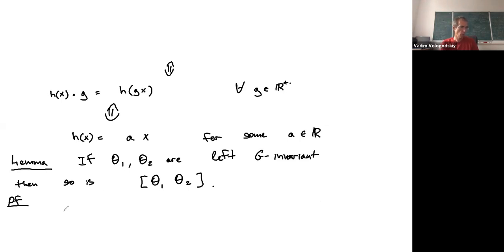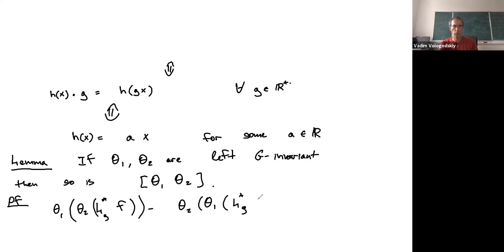Let's just write down. We take a function f, we apply L sub G. Now we apply theta 2 to this, then theta 1, and then subtract theta 2, apply theta 1, apply to L sub G of f. So what happens here? I take a function, I first apply this operator, L sub G, to this function, and then I apply the commutator of the two derivations. And I want to show that it's the same if I do it in the opposite direction. But L sub G commutes both with theta 2 and theta 1.